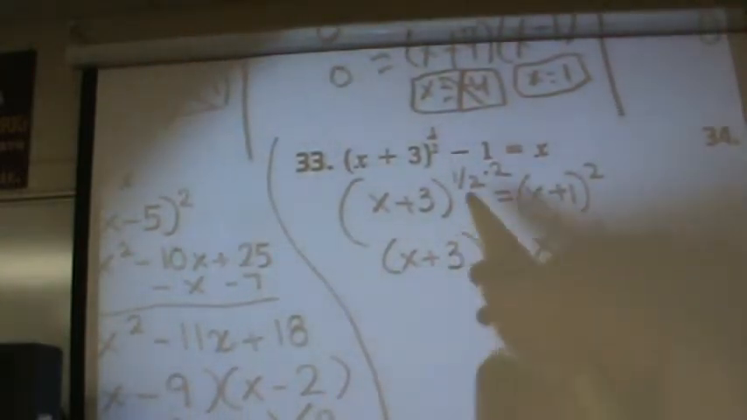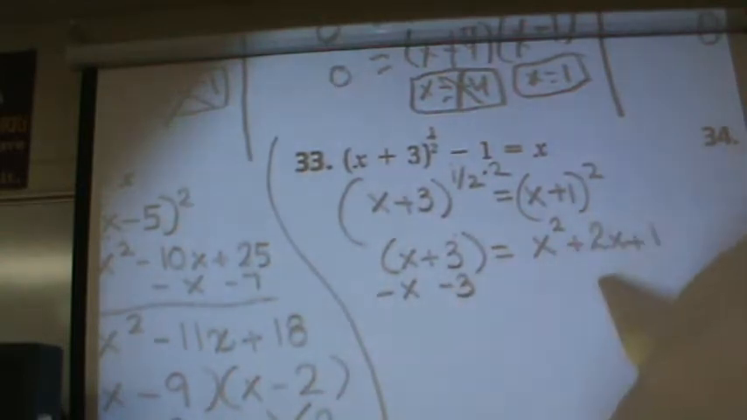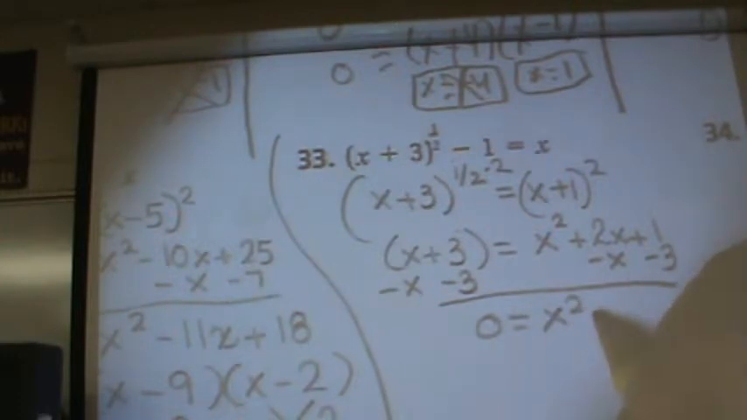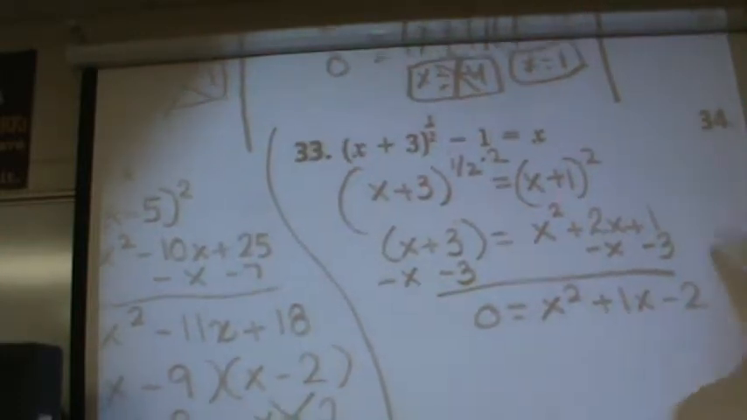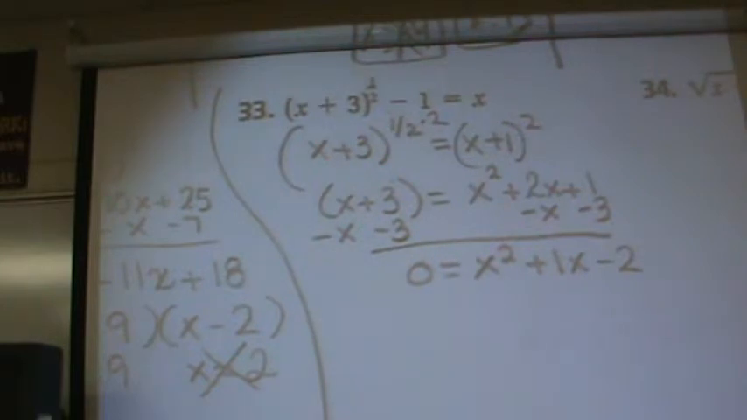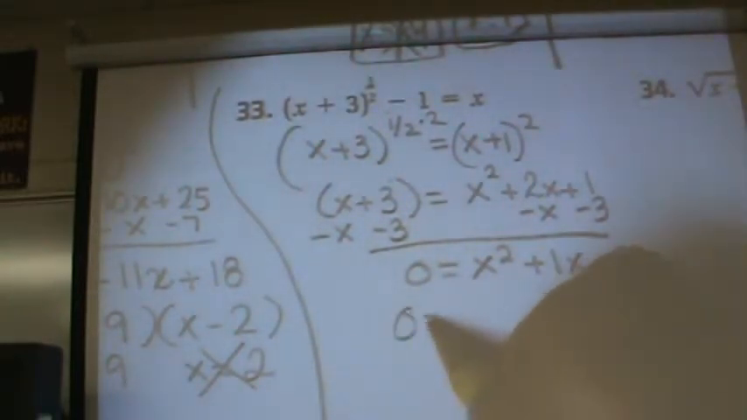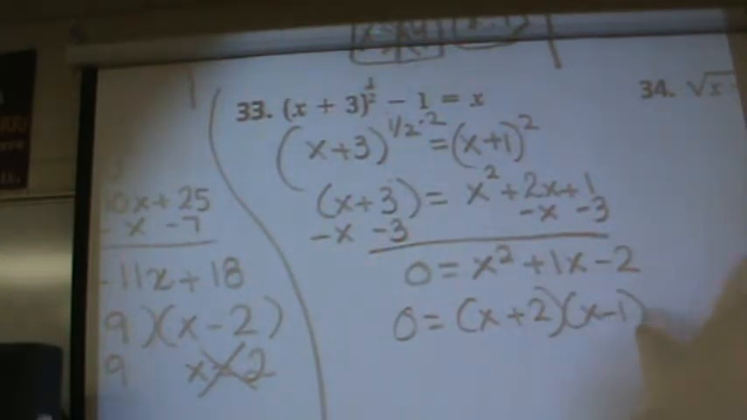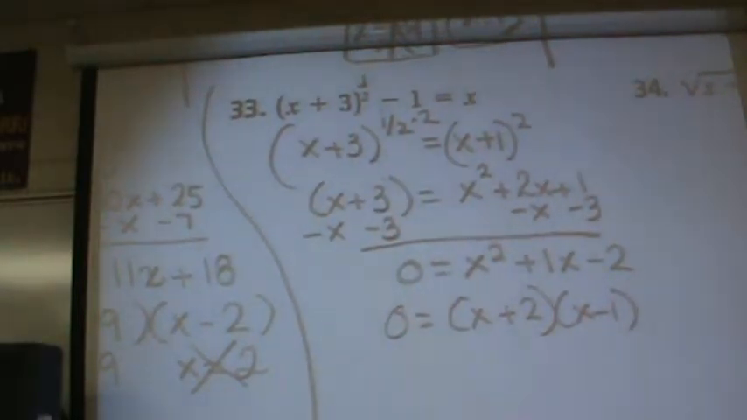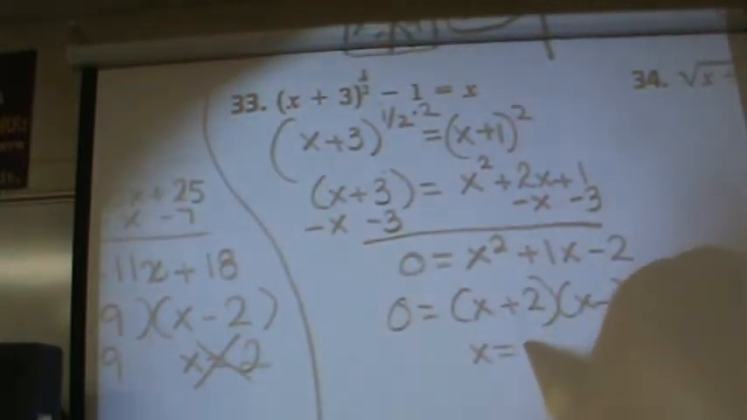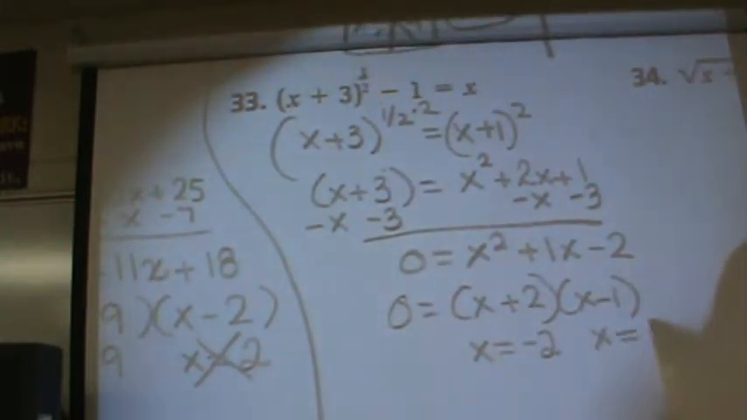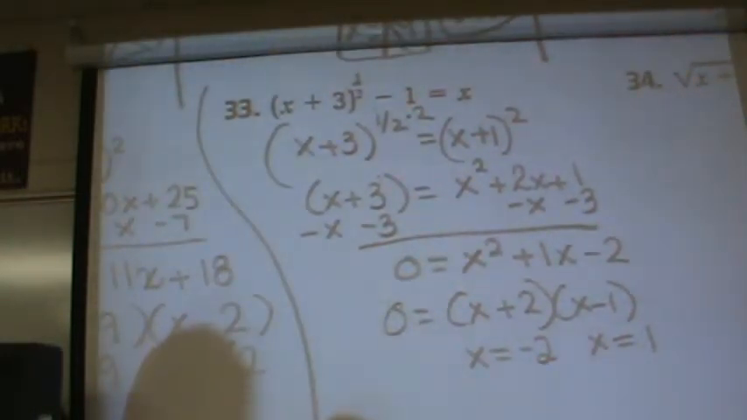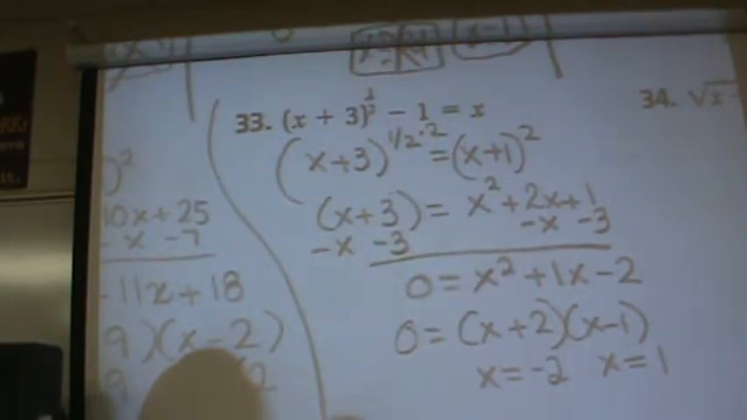Now what do I do with this x plus 3? Bring it to the other side. You guys are doing awesome on this. Then it's a big fat 0. And then how do you factor this? And what are your two possible answers? Negative 2 and 1. Now, is one of these extraneous? Does one of them not work?